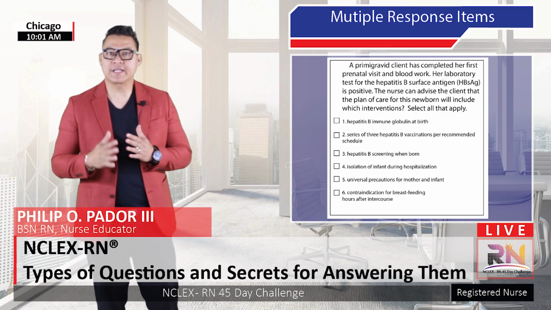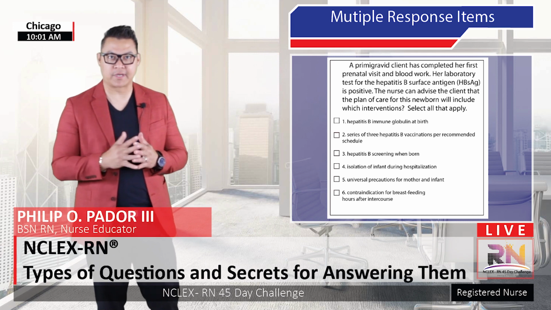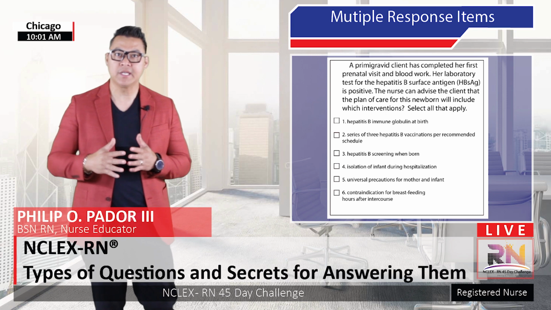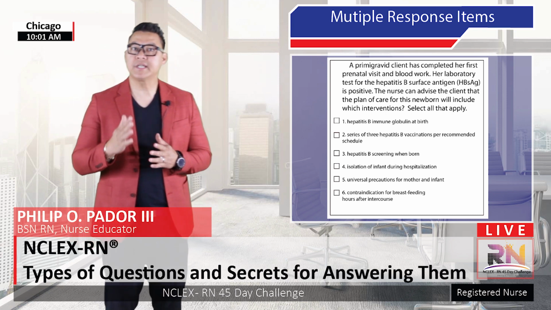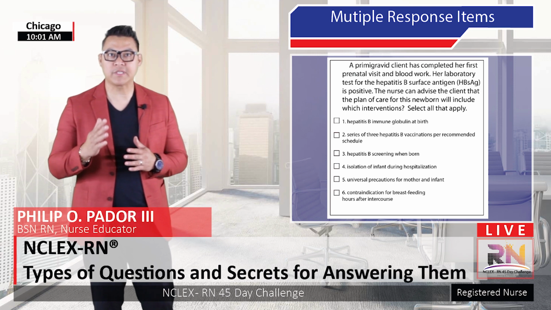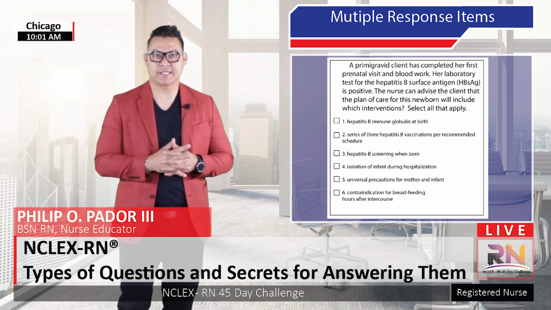A primigravid client has completed her first prenatal visit and blood work. Her laboratory test for the hepatitis B surface antigen is positive. The nurse can advise the client that the plan of care for this newborn will include which of the following interventions. Select all that apply.